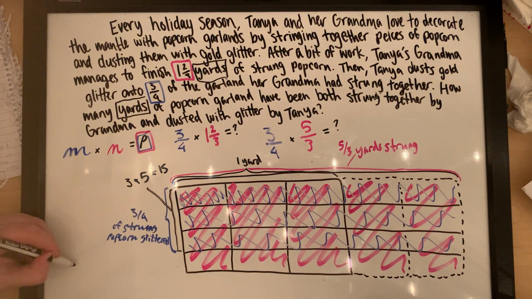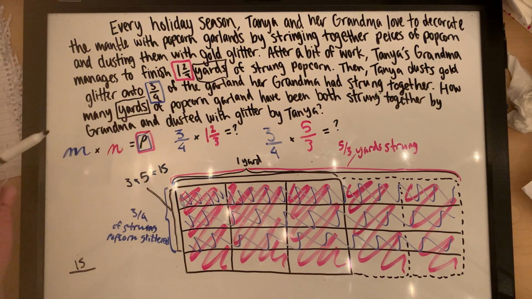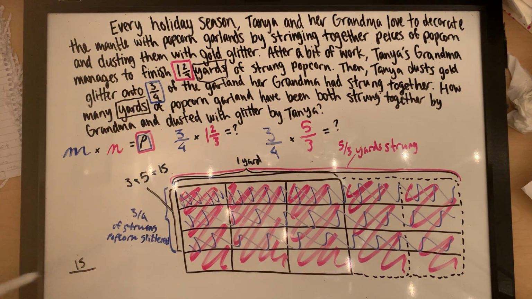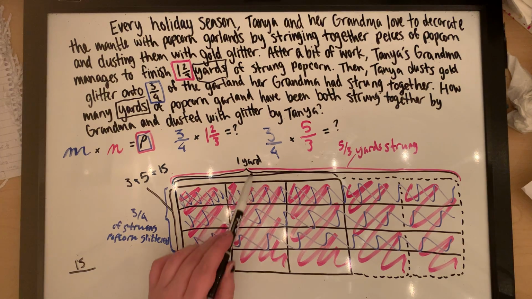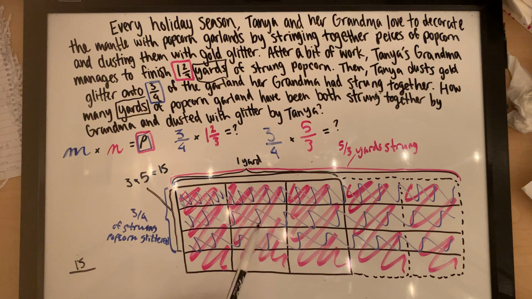So we have 15 out of... we want to know how many yards of popcorn garland have been both strung together and dusted. So 15 sections, as of right now, have been strung and dusted with glitter. And out of yards, so we know that this section is 1 yard.